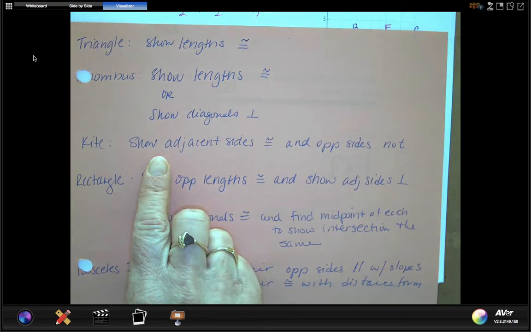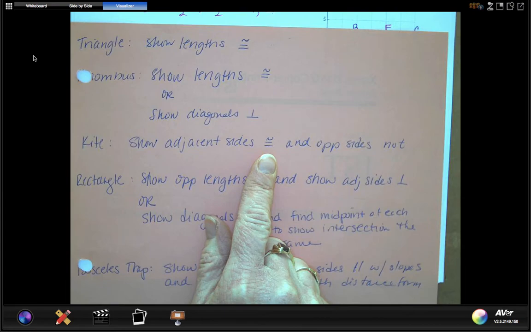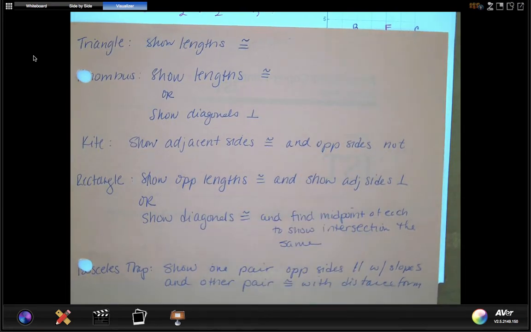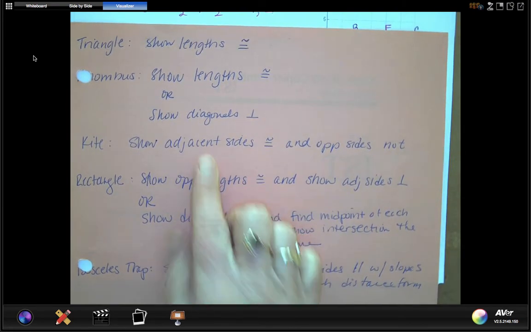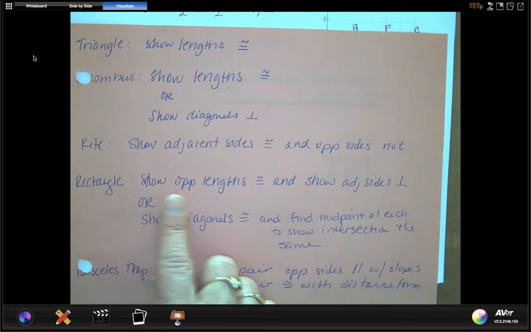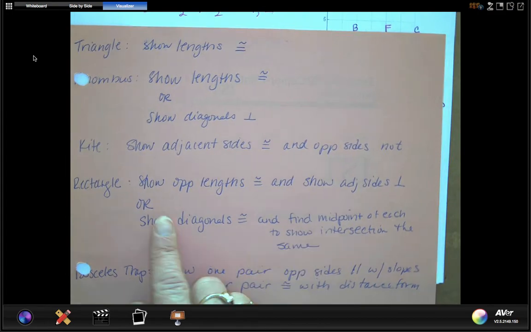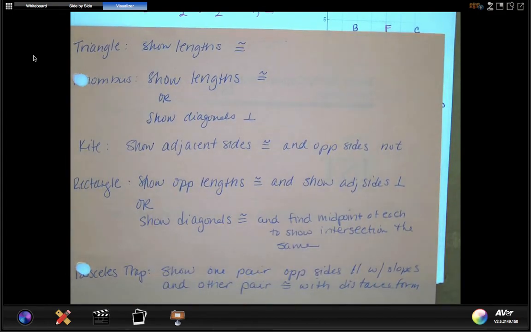If you have a kite, you might want to show that the adjacent sides are congruent and the opposite sides are not. You also, with a kite, could show that the diagonals are perpendicular. That doesn't answer the whole thing for the kite, because obviously a rhombus could also have perpendicular diagonals. A rectangle, you can show the opposite lengths are congruent, show the sides are perpendicular. You could show the diagonals are congruent. You could find the midpoint of each diagonal to show that they intersect at the same point.